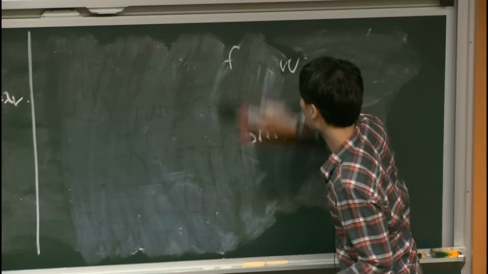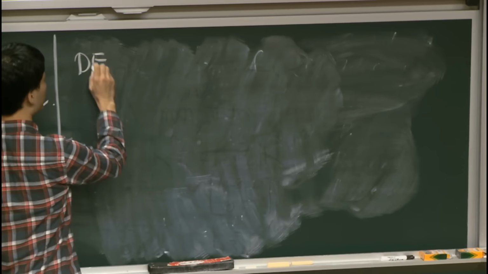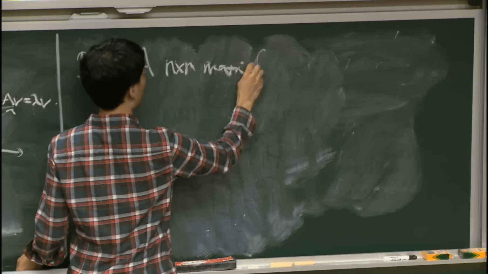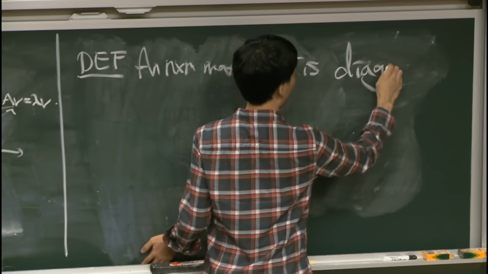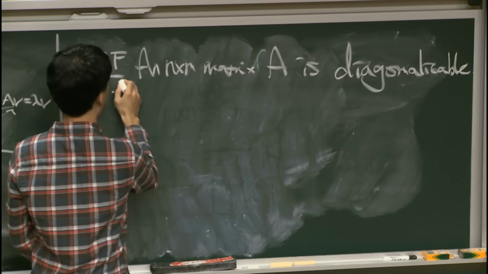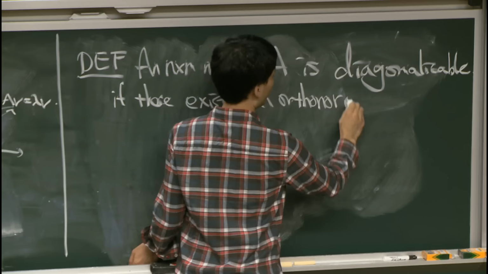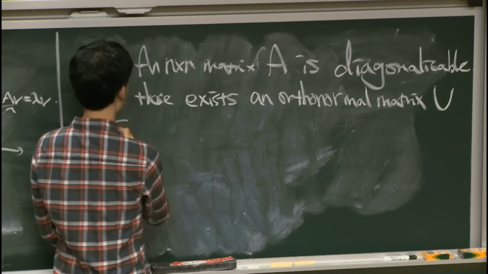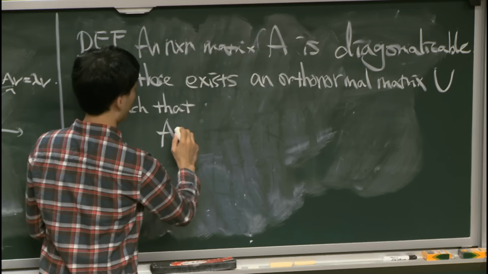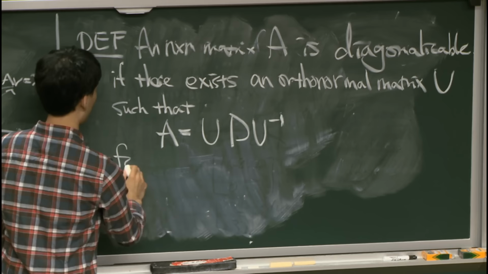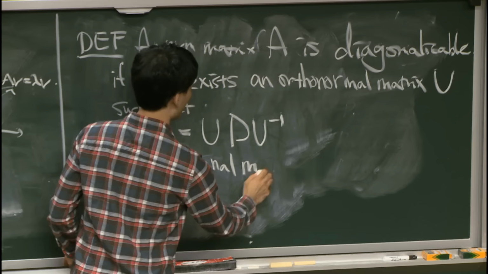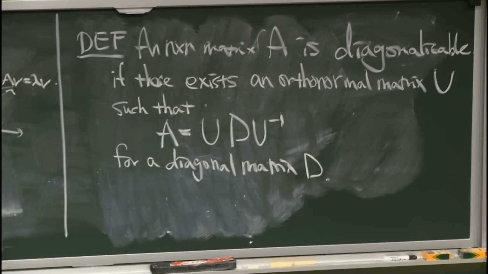So let me formalize that a little bit more. In an extreme case, an n by n matrix A, we call it diagonalizable, if there exists an orthonormal matrix U, such that A is equal to U times D times U inverse for a diagonal matrix D. Let me iterate through this a little bit.